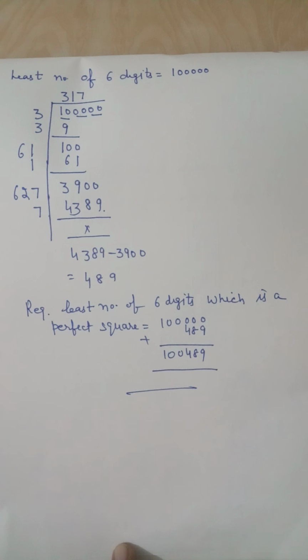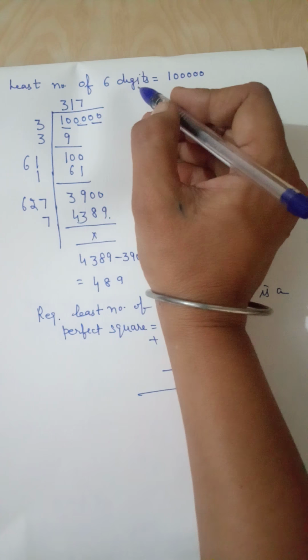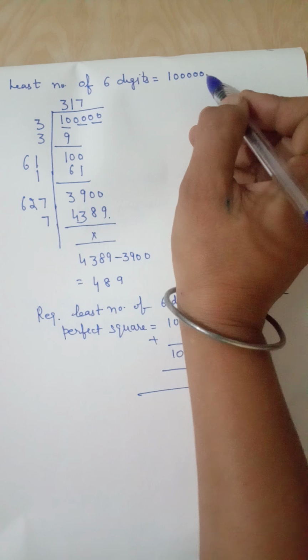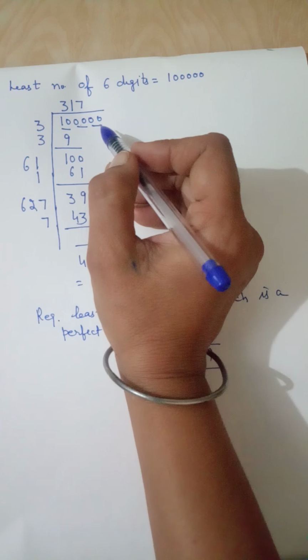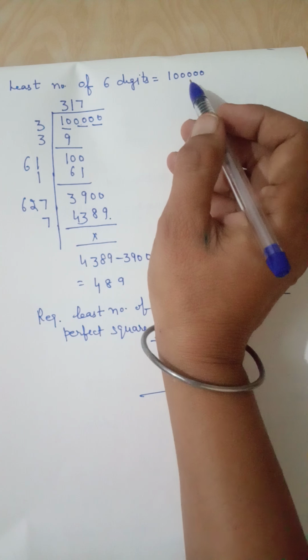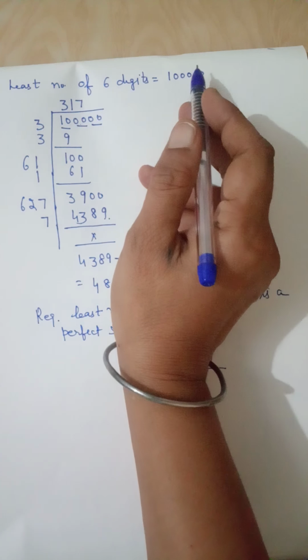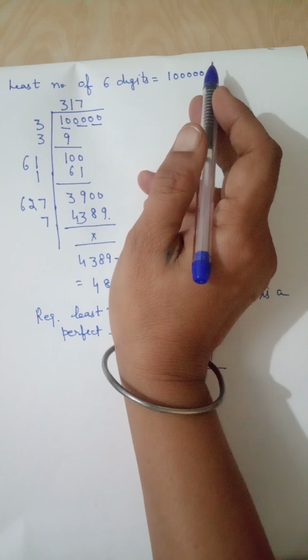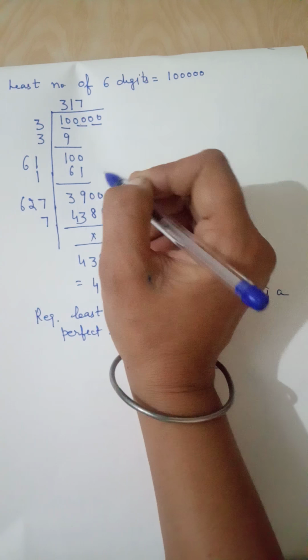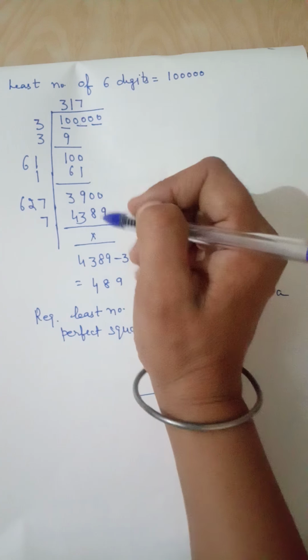Now question number 21. Find the least number of 6 digits which is a perfect square. For this, firstly we write here the least number of 6 digits. So it is 1 0 0 0 0 0. Now firstly we will find the square root of this. This number is not a perfect square. So what we do, to find the least 6 digit number which is a perfect square, we need to find the least number that must be added to this given number so that it makes a perfect square.